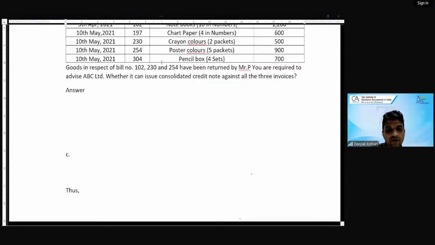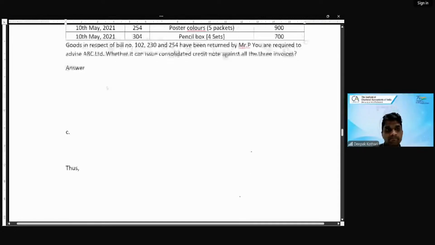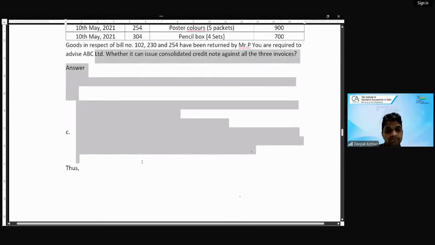Yes, Anil, you want to add something? Sir, as per the latest amendment, we can issue a consolidated credit note. There is no restriction, like as someone said, 200. It is wrong as per me.